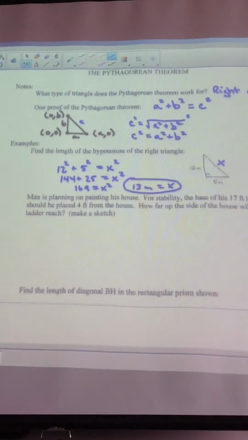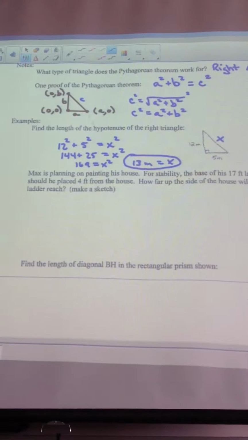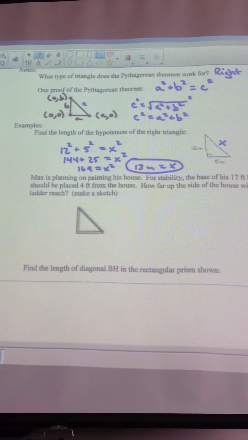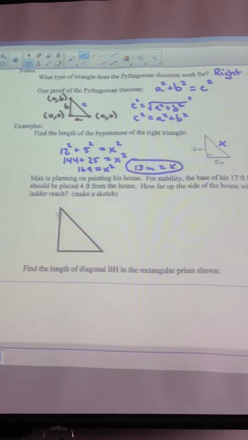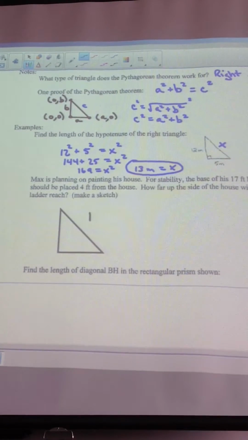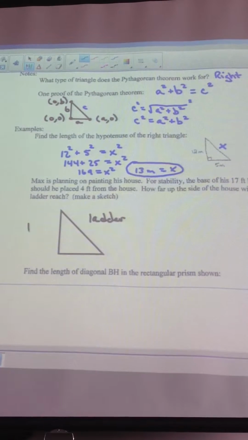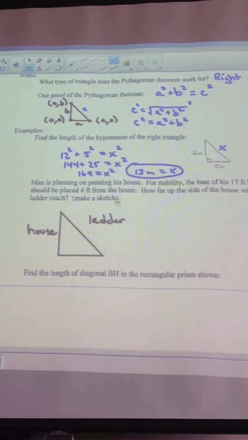Okay. Here's a real world problem involving a ladder. I like to draw a picture. Of course, you guys should be used to that. And my right triangle is going to represent the house going up and down, the ladder that is leaning. So this is going to be my ladder, and this is going to be my house. The wall of my house should be vertical. Let's hope so anyway. Okay.